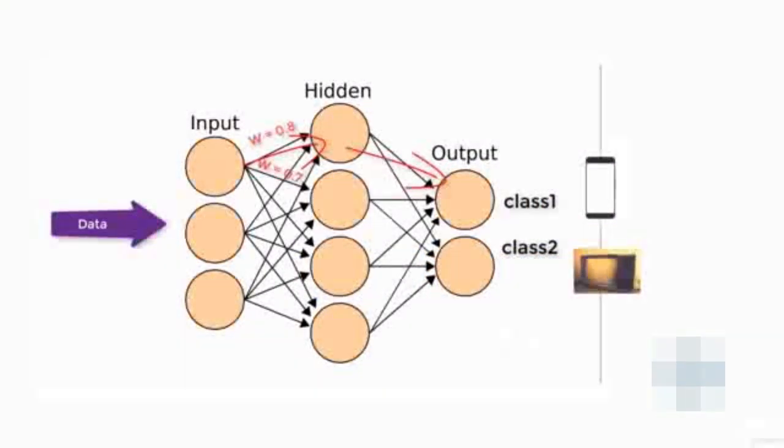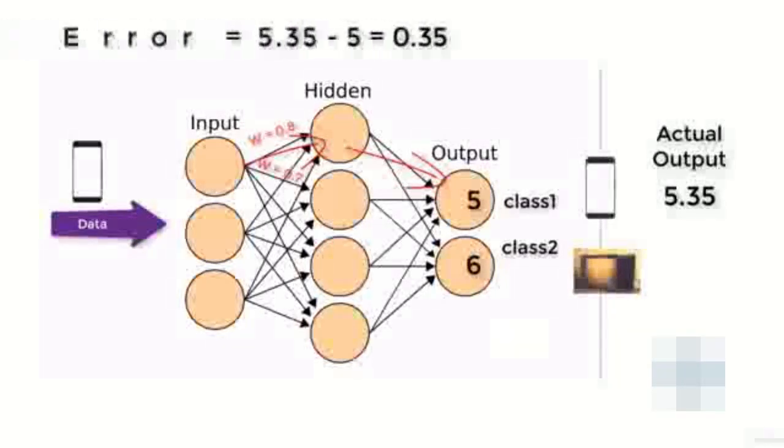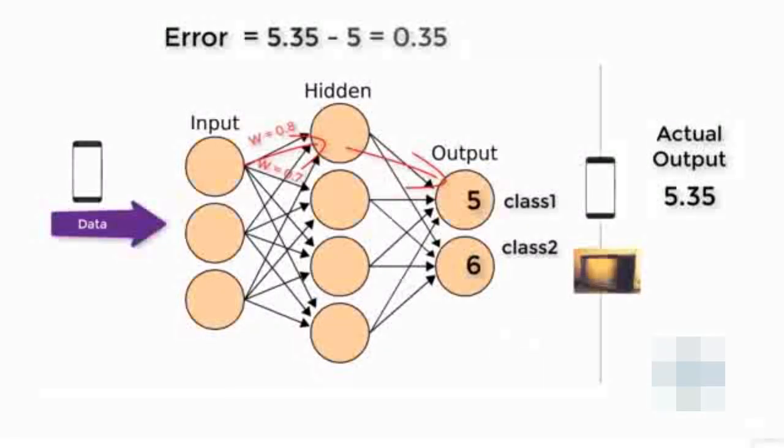Suppose our model is classifying images of mobile phones and televisions, and assume that the label for mobile phone is 5 and the label for television is 6. Now suppose we pass an image of a mobile phone to the model and the provided output is 5.35. In this case, the difference between the model's prediction and the true label is 5.35 minus 5, which is equal to 0.35.